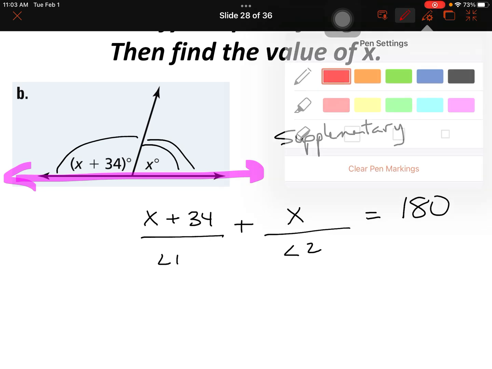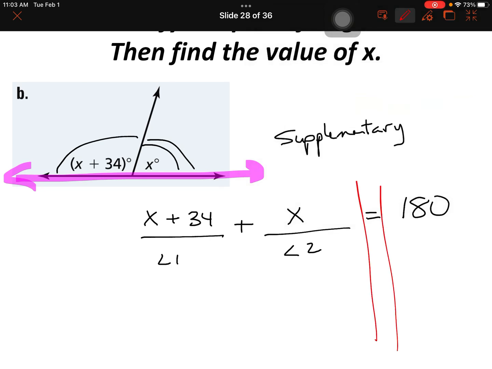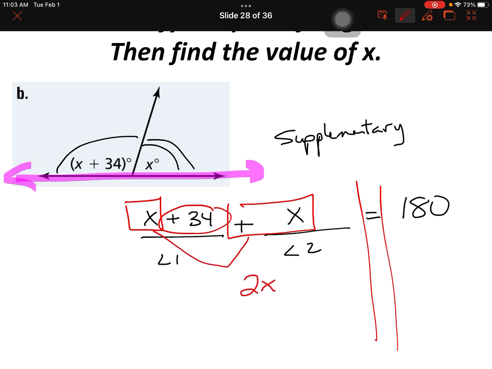Oh boy. Now we get to go into our combining like terms. And so we have an x, and we have another x, and then we have 34. So I'm going to bring these like terms together, and that gives me 2x plus 34 equals 180. And I know some of you are loving the fact that what we did first semester is now applying to this semester. So we have to undo addition and subtraction first after we combine our like terms.